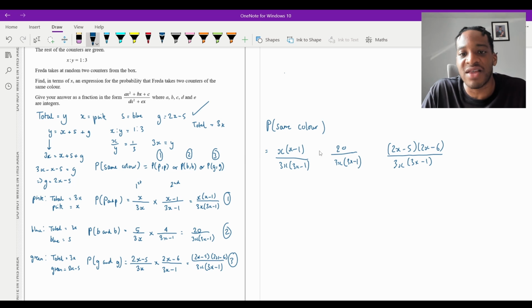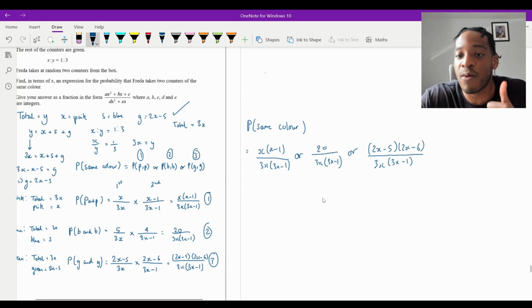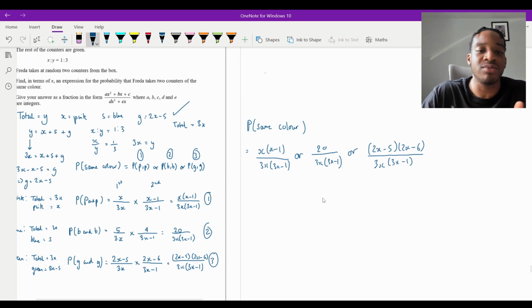Now, you may have noticed that I've left the insides blank. I haven't put anything there. Remember, it's just going to be this one, or this one, or this one, right? Now, when you're dealing with probabilities, remember, we know that and means to multiply, or means you add them together, right?